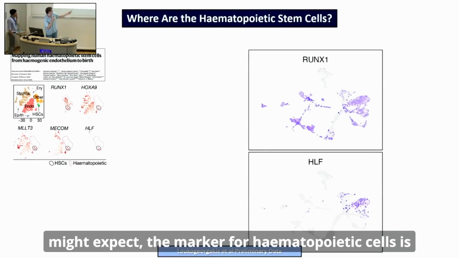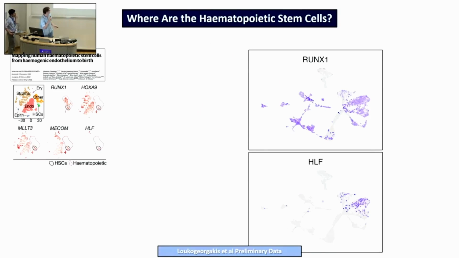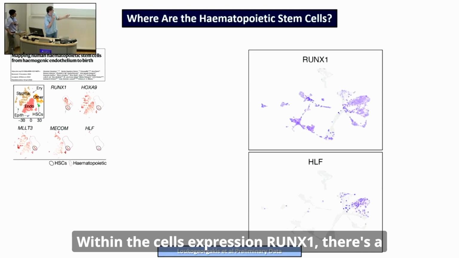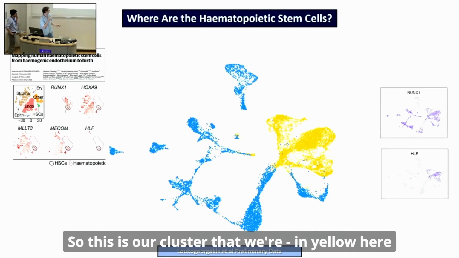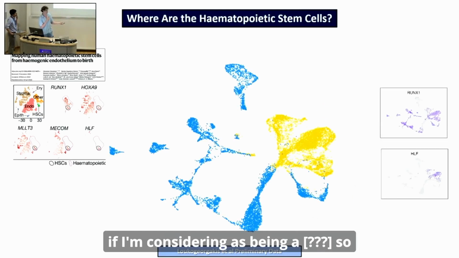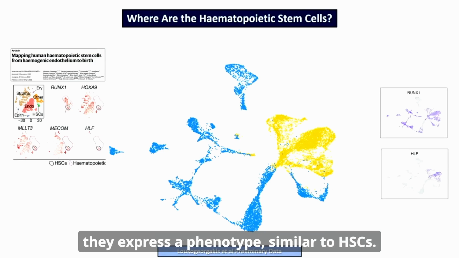Well, as you might expect, the marker for the hematopoietic cells is largely expressed throughout. Within the cells that express RUNX1, there's a subset on the right that express HLF. So this is our cluster that I've colored in yellow here, that I'm considering as being HSC-like. So they express a phenotype similar to HSCs.